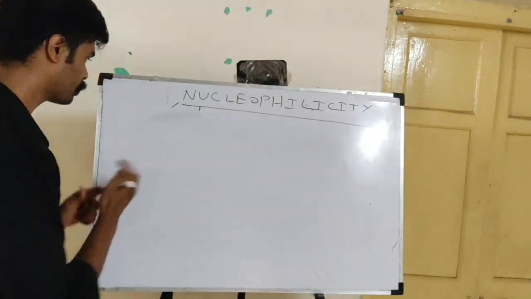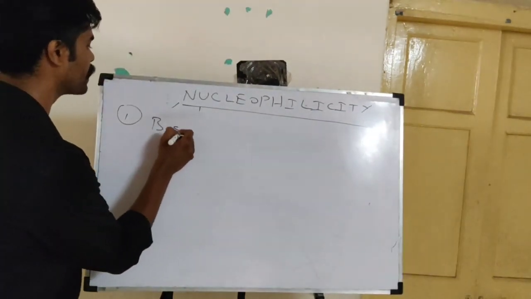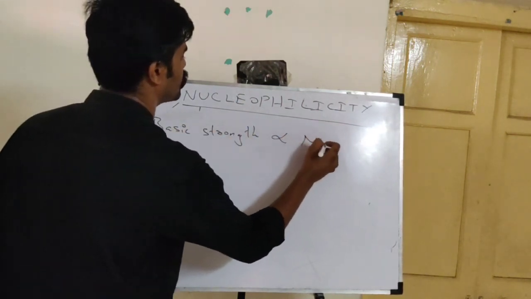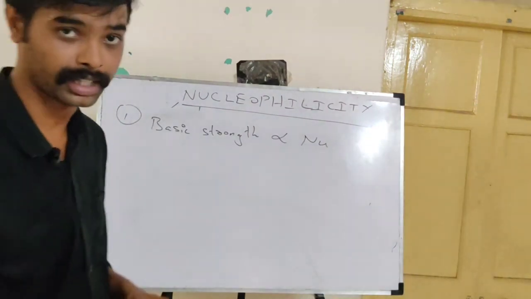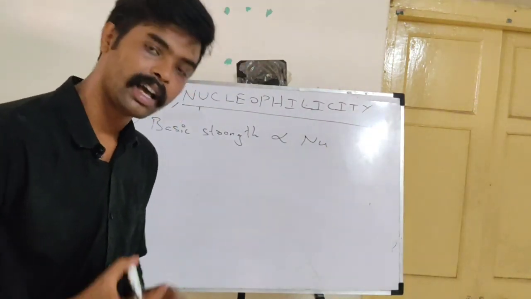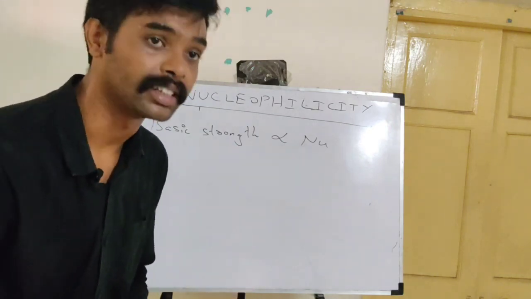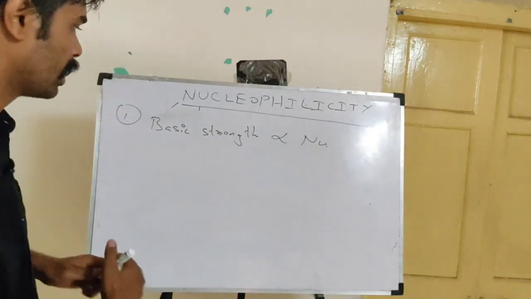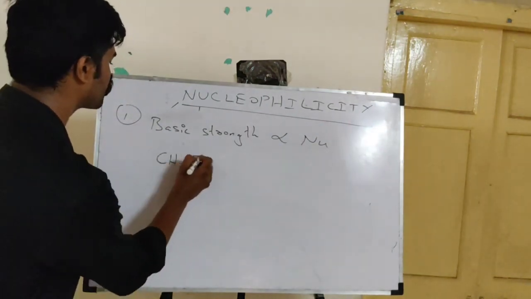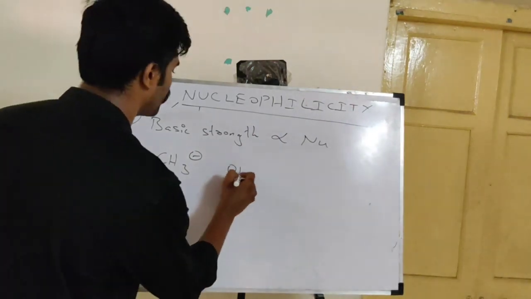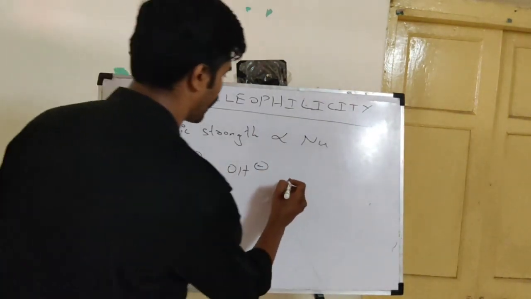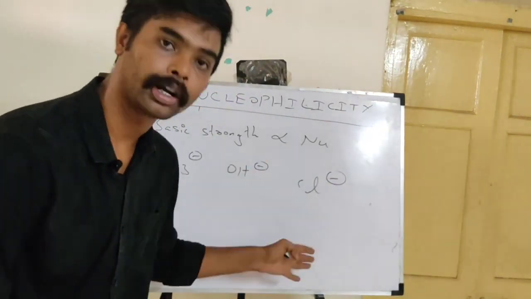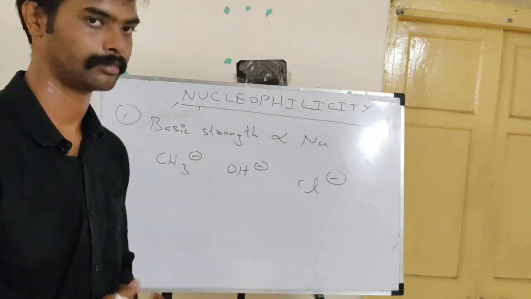First and foremost, basicity or basic strength is always proportional to the nucleophilicity. What I'm trying to tell you is that generally strong bases are good nucleophiles. They have high nucleophilicities. However, let me take some examples and we'll work it out. Say I have CH3 minus, OH minus and Cl minus. I have to determine the order of their nucleophilicities.